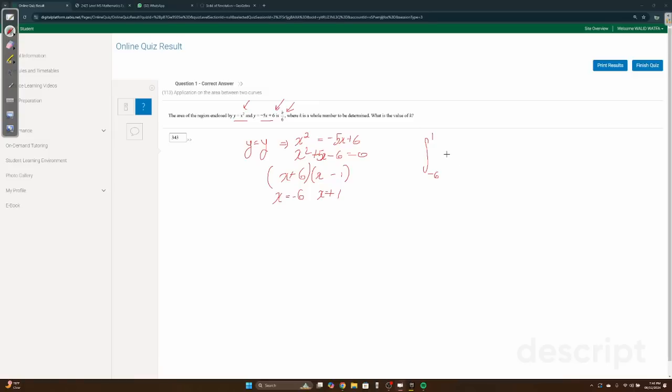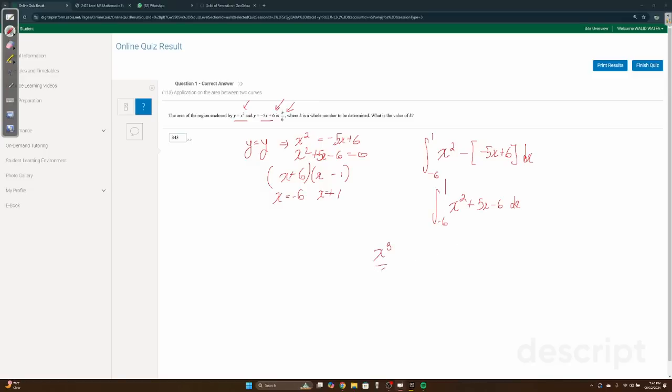Okay, so integral of, remember we have two functions, so f of x minus g of x. So x squared minus, and remember the minus goes into the whole function, so minus 5x plus 6 dx. Now you can solve this integral very easily. Distribute the minus, becomes plus 5x minus 6 dx, integral from minus 6 to 1. Over here now you can just integrate.